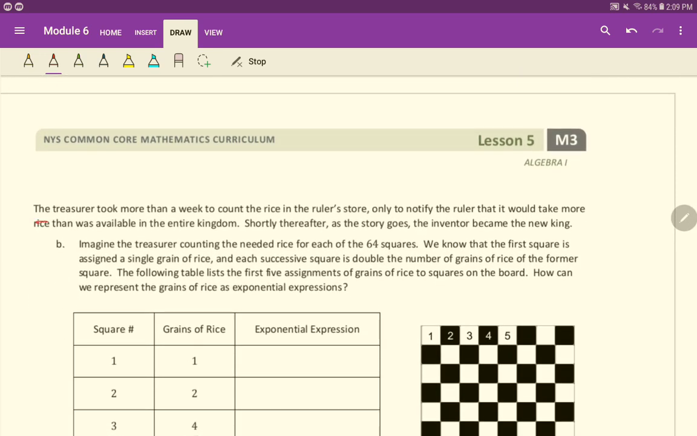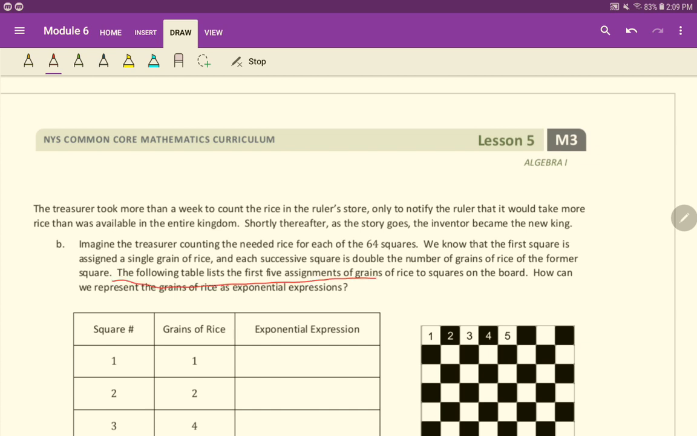The treasurer took more than a week to count the rice in the ruler's store, only to notify the ruler that it would take more rice than was available in the entire kingdom. Shortly thereafter, as the story goes, the inventor became the new king. Imagine the treasurer counting the needed rice for each of the 64 squares. We know that the first square is assigned to a single grain of rice, and each successive square is double the number of grains of rice of the former square.